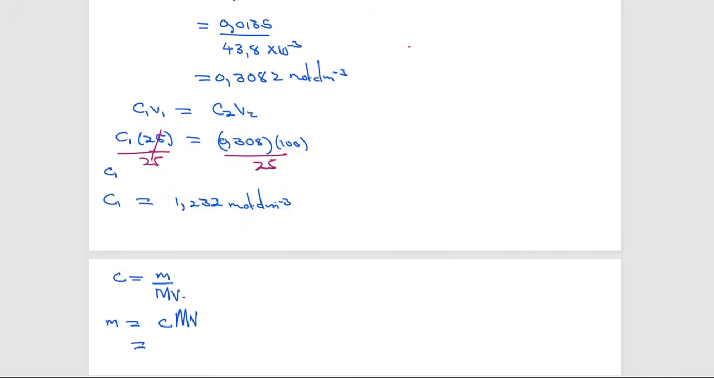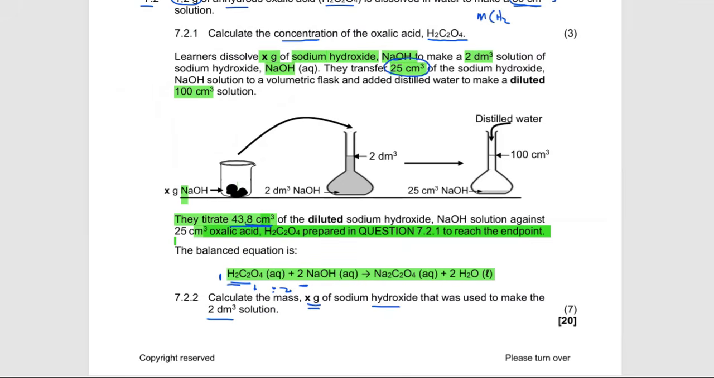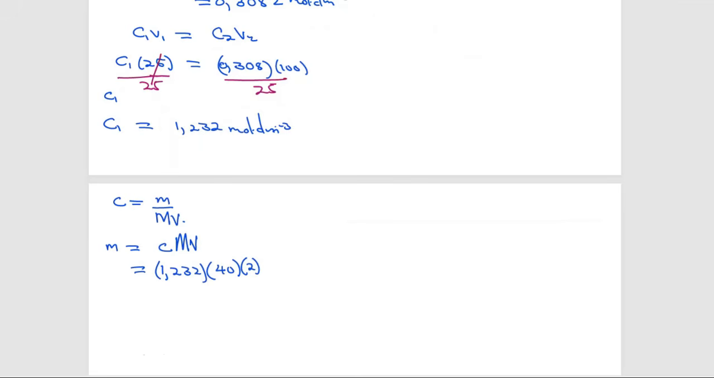So in terms of our values, we now have the concentration. So I'm going to take the concentration, 0.1232, then multiplied by the molar mass there, which is equivalent to what? So if I do my math there, I'm going to get a value of 40. Then after that, multiplied by the volume, which is 2, because they asked us in terms of this, right? So it says here, calculate the mass x in grams of sodium hydroxide, right? So if you calculate the molar mass of this one, you're going to get a value of 40 there. Then you're going to say 2 dm cubed there. So the volume is 2.